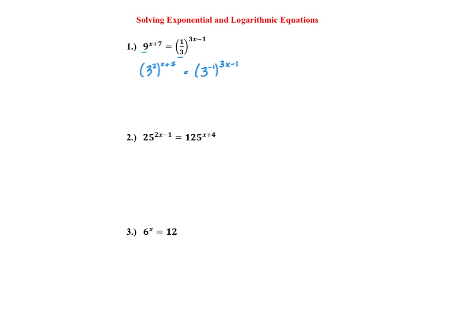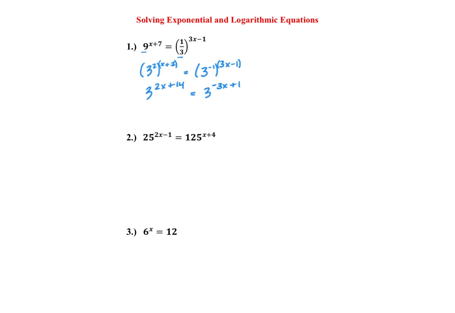Let's clean these exponents up. I'm going to write that as 3 raised to the 2x plus 14 because I'm going to distribute that 2 through, and I'm going to do the same thing here. I'm going to keep that base 3 and distribute that negative 1 through. So again, I'm looking at these as binomials. That's going to give me negative 3x plus 1.